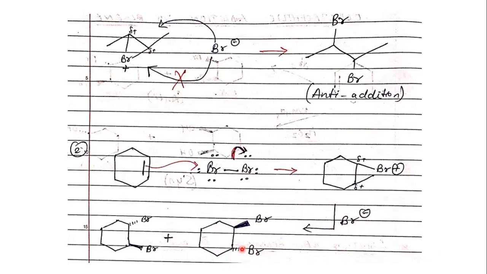If you can see, one is wedge, one is dash. Obviously the enantiomer will also be formed, so the other will be dash and this will be wedge. You will get a racemic mixture of the two enantiomers.